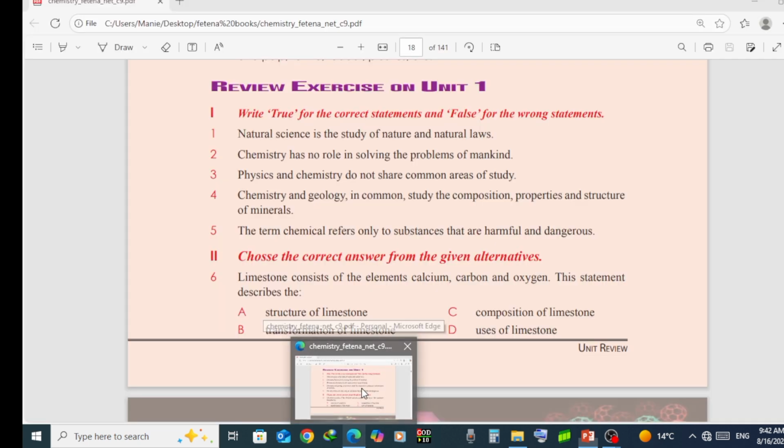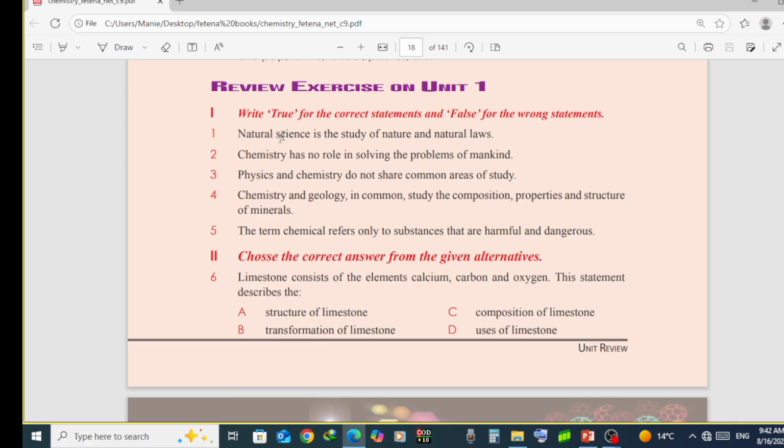Question number 3, the same review exercise: physics and chemistry do not share common areas of study. Physics and chemistry do not share common areas of study. Is that true or false?